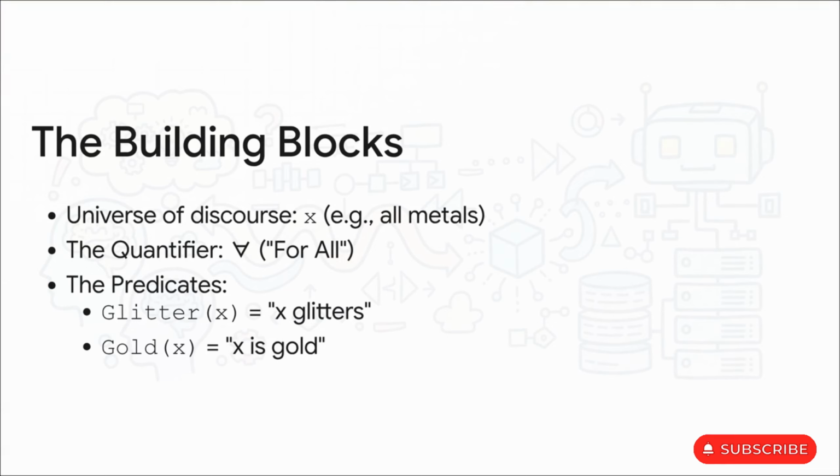To build this logical sentence, we need a few key ingredients. First, we need a universe of things we're talking about. We'll just call any given thing X, which could be all metals or all objects, whatever. Next, a quantifier. Since we're saying all things, we use the for all symbol, which looks like an upside-down A. And finally, we need predicates, which are just statements about X. So we'll have glitter(X), which means X glitters, and gold(X), which means X is gold.